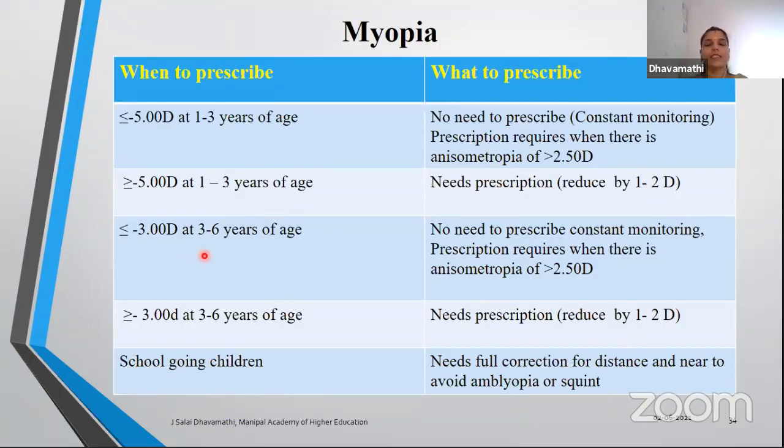And if the child is a school going child or 3 to 6 years of age, if it is less than or equal to -3 diopters, you need not prescribe. If it is greater than -3 diopters, you need to prescribe. And school going children need full correction for distance and near to avoid any amblyopia or squint.